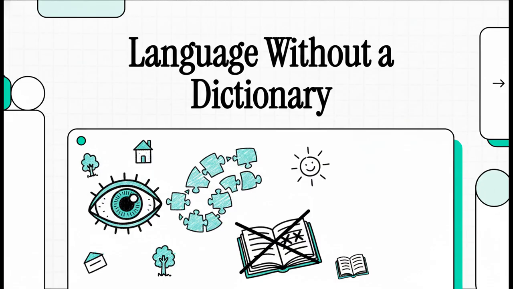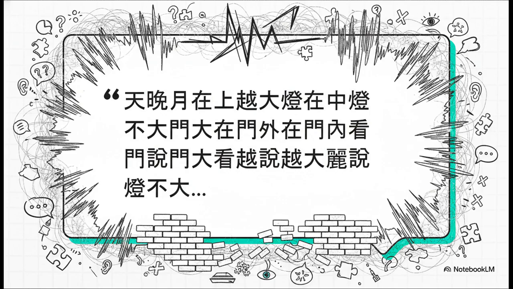Seriously? Let's do this. Okay, so you see this? It looks like total chaos, right? Just a massive wall of text. And if you heard it spoken, it'd just be a blur of sounds. Honestly, this is the point where most people would just say, nope, I'm out.